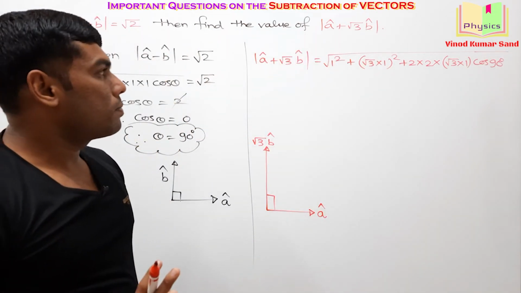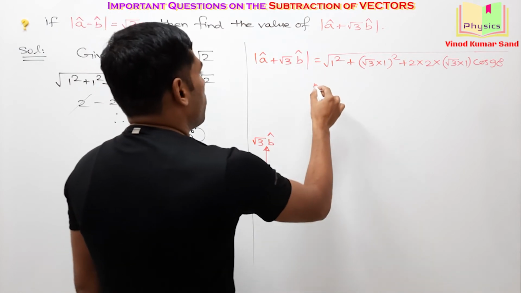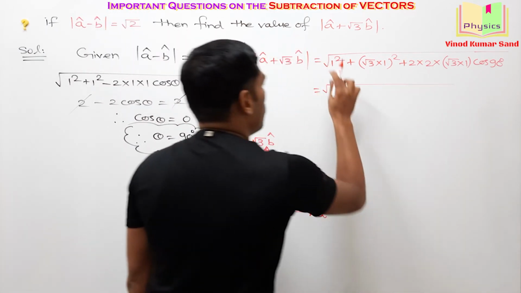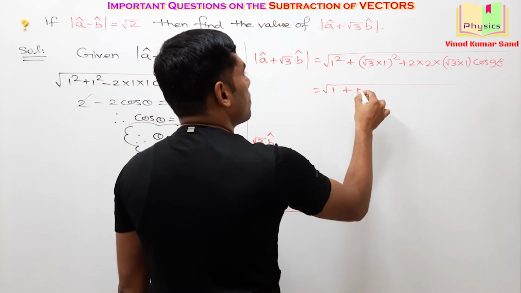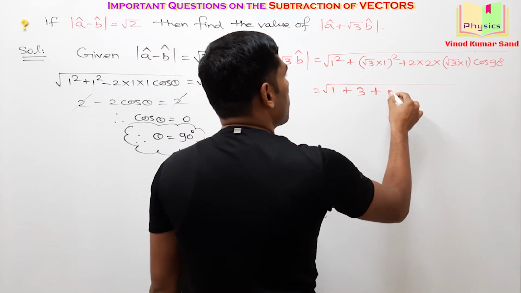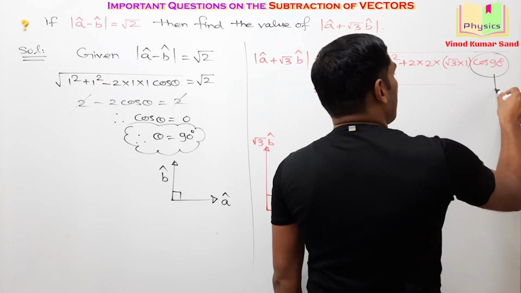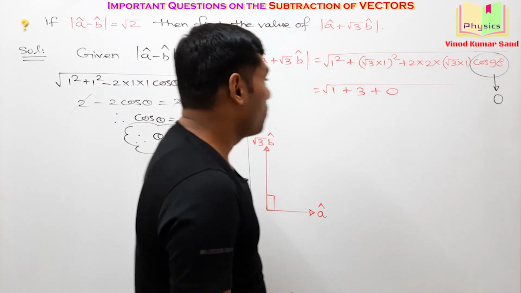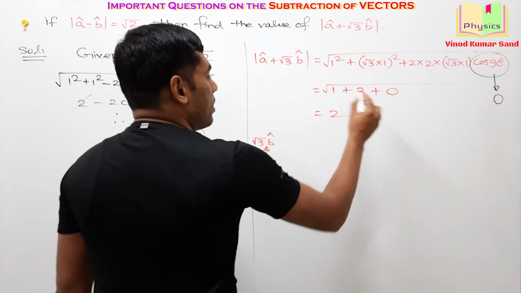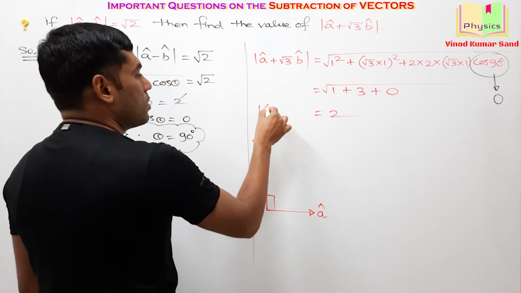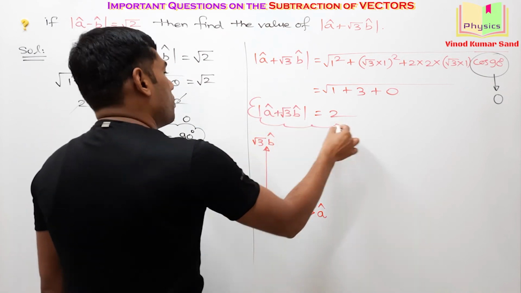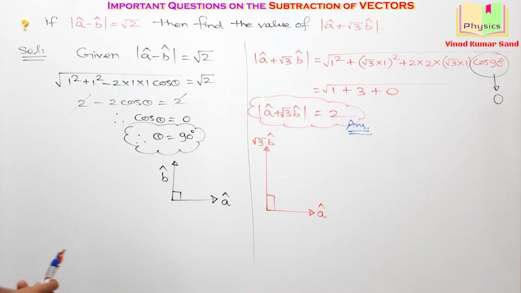Is it okay? Simplifying it further, root of 1 plus 3 plus 0, because the cos 90 degree will become 0. So root 4 will result into 2. This is the answer. Note it down, then we'll be taking up the next question.